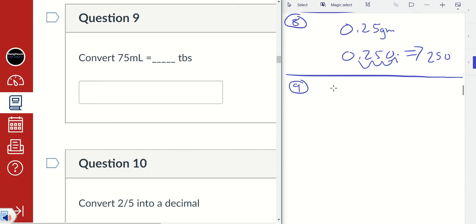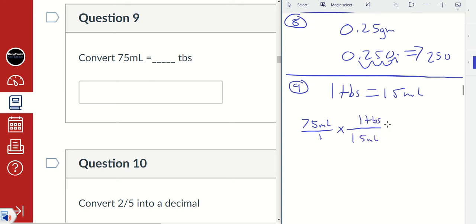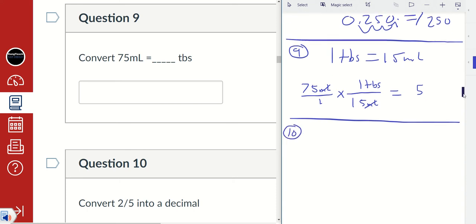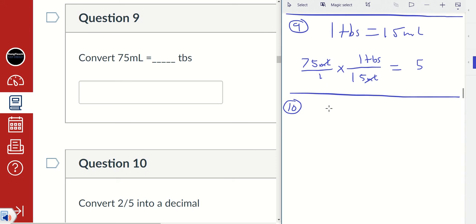Another conversion. mLs, tablespoons. What's our conversion factor? 15. Big spoon is 15 mLs. All right, so let's start with our 75. What units do we want at the bottom? mL. How many? 15 mLs. So if it's at the bottom, you're going to multiply or divide? Divide. 75 divided by 15 will give you 5. Two-fifths into a decimal. 0.4. Yep, so do 2 divided by 5 and document it with a 0 in front of the decimal.